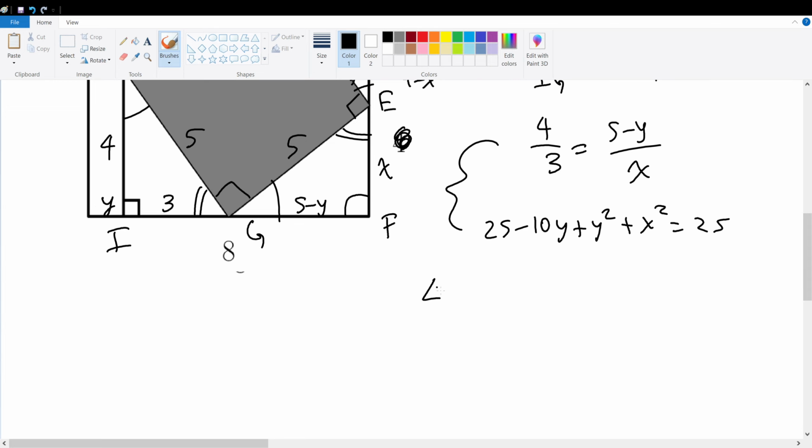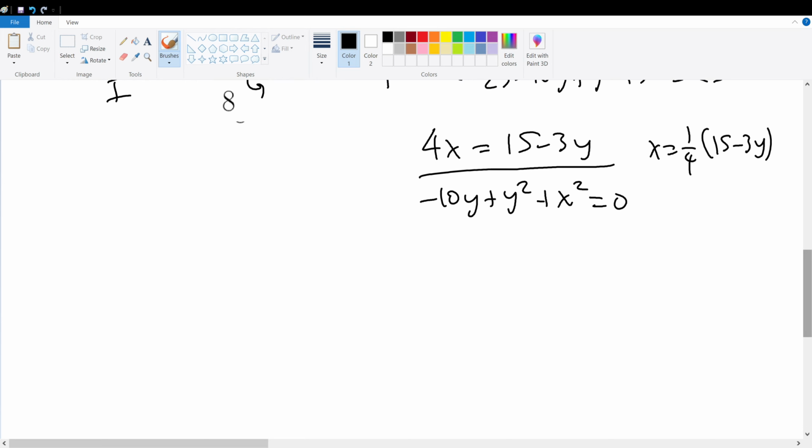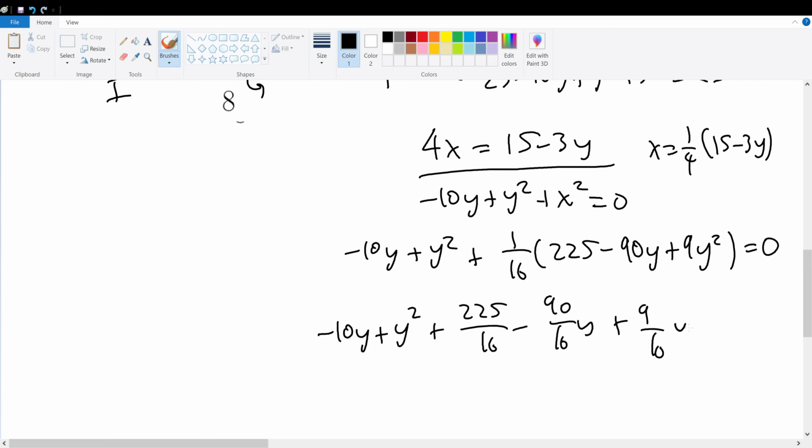So from the first one, cross multiply. 4x is 15 minus 3y. This one, the 25 and 25 cancel, negative 10y plus y squared plus x squared gives 0. Now from this, x will be equal to 1 over 4 times (15 minus 3y). So plug it into anywhere that has an x in it. So negative 10y plus y squared plus 1 over 16 times (225 minus 90y plus 9y squared) must give 0. Therefore, negative 10y plus y squared plus 225 over 16 minus 90 over 16 y plus 9 over 16 y squared must give 0.